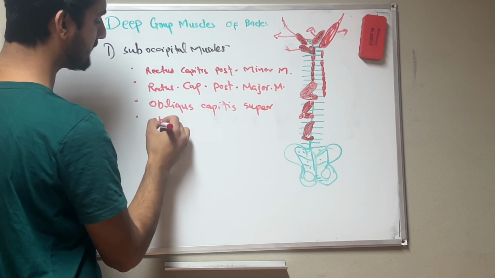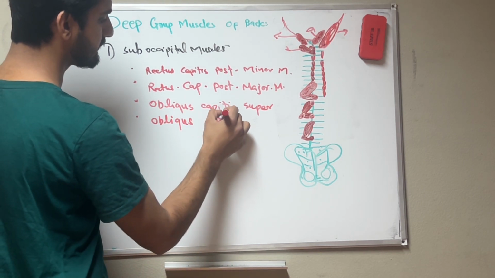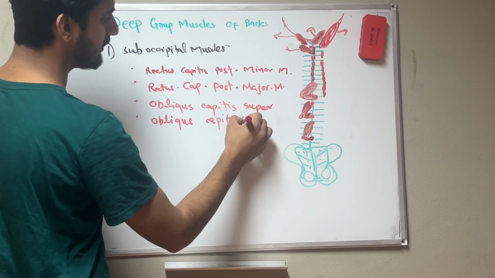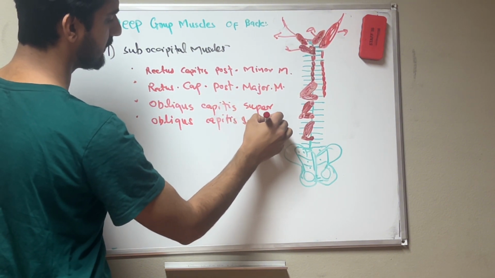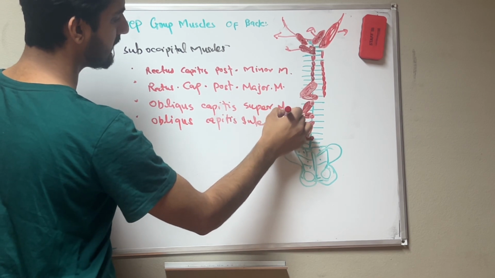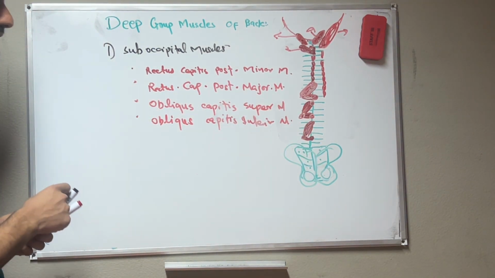Then we have obliquus capitis inferior muscle. Superior and inferior muscle. These are the group of four muscles in the suboccipital muscles.